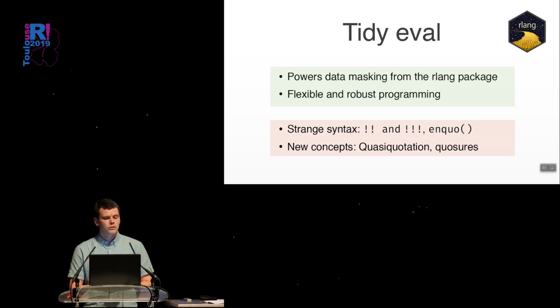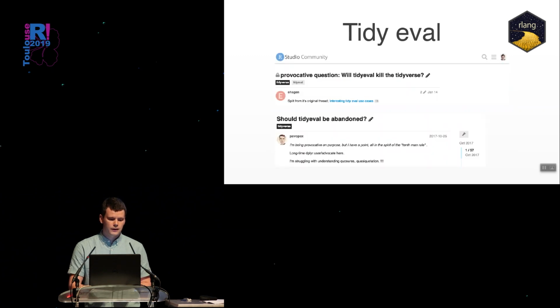We are going to use the tidyverse framework, which is implemented in the rlang package. It powers all the data masking functions in the tidyverse, and it provides flexible and robust programming for data masking functions. And it has some kind of strange syntax, like bang bang, the big bang, and a funny function name like enquo. And it requires you to learn new concepts, like quasi-quotation and closure. So it can be quite an involved task to get into it.